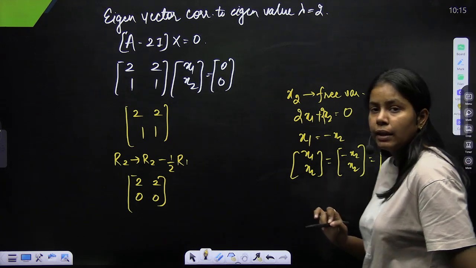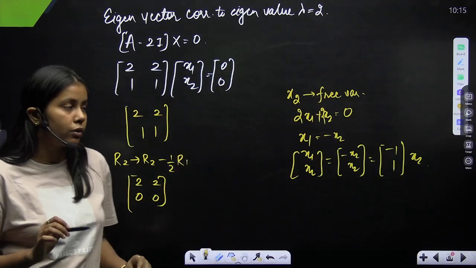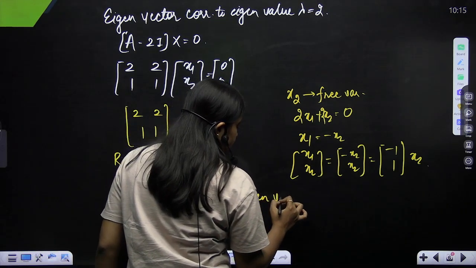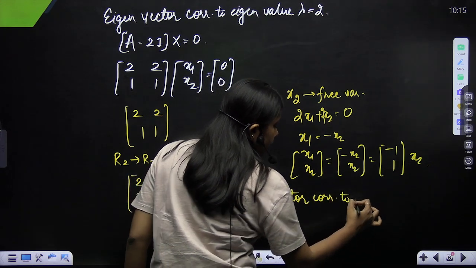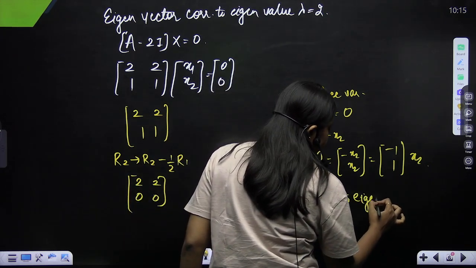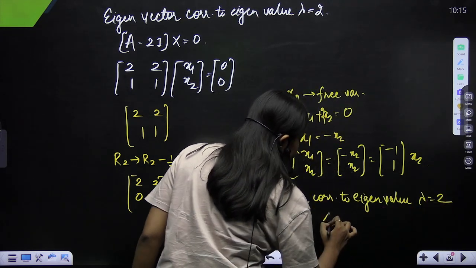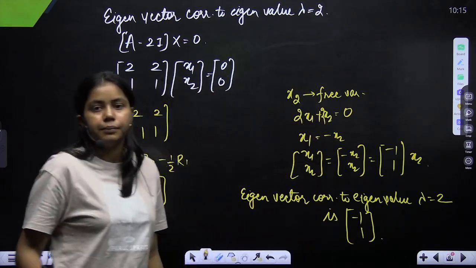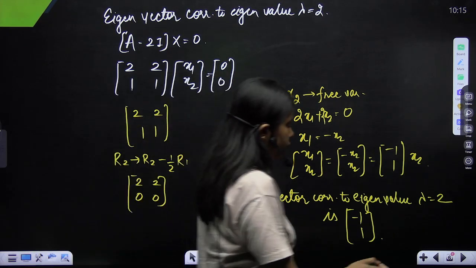It has infinitely many solutions, but it has a single vector that is linearly independent. So if I take this, the eigenvector corresponding to eigenvalue lambda equals 2 is, I got the eigenvector minus 1, 1. This is my eigenvector minus 1 and 1. Right? Now the same thing I'll do for the eigenvector corresponding to lambda equals 5. Let's do that.